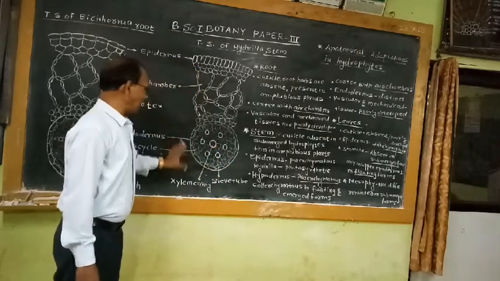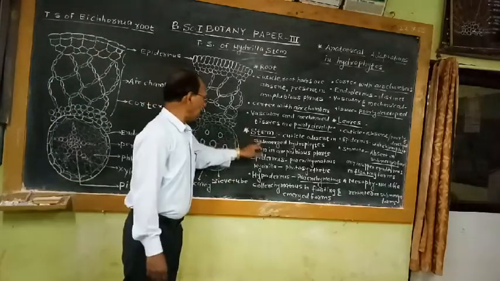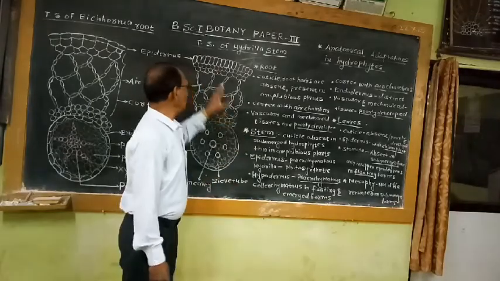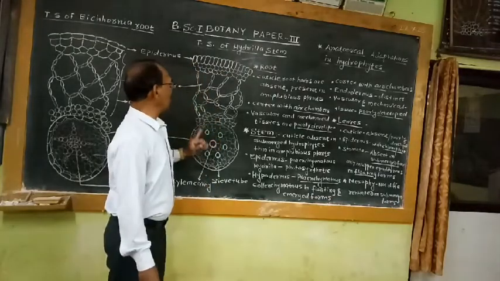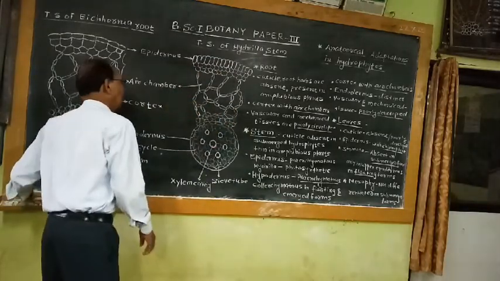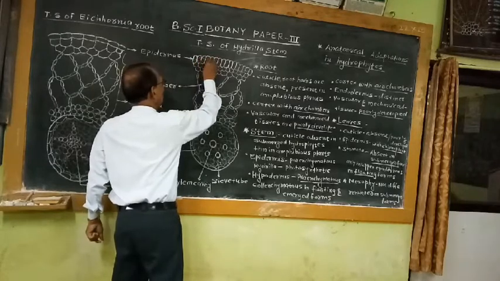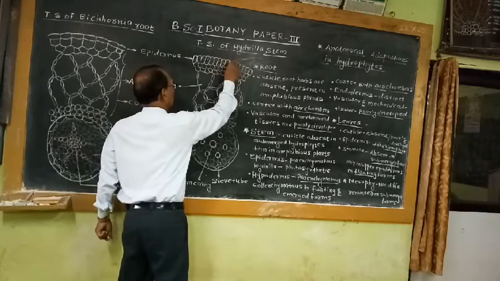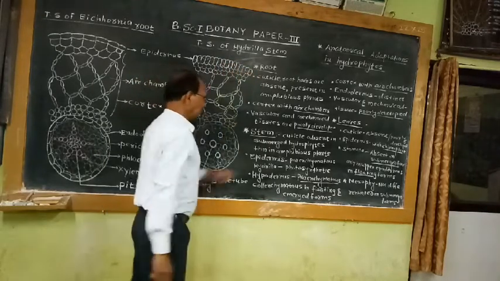Then, with the help of another diagram, I am going to explain the anatomical adaptations in hydrophytic stems. This is the diagram of the Hydrilla stem transverse section. What are the layers observed in this transverse section of the Hydrilla stem? The outermost layer is the epidermis, made up of thin-walled, compactly arranged parenchyma cells. This epidermis layer in the stem lacks the cuticle.